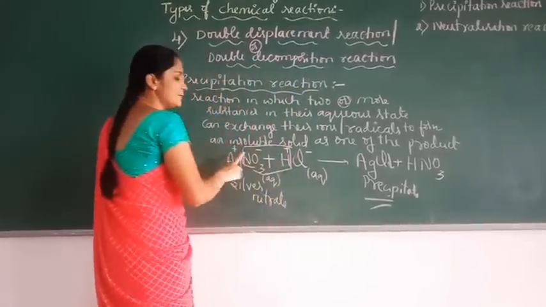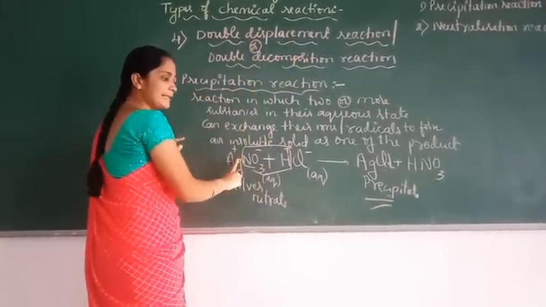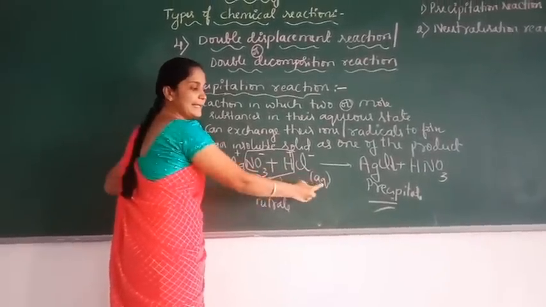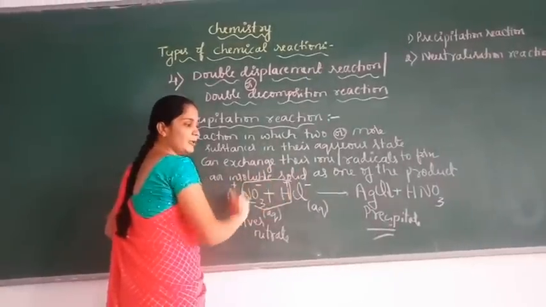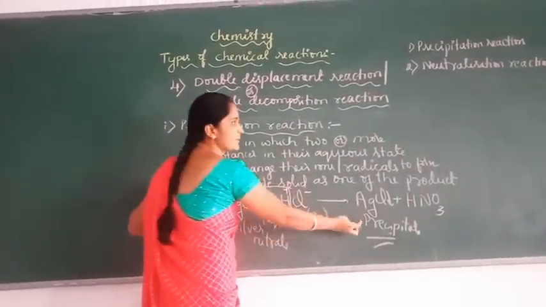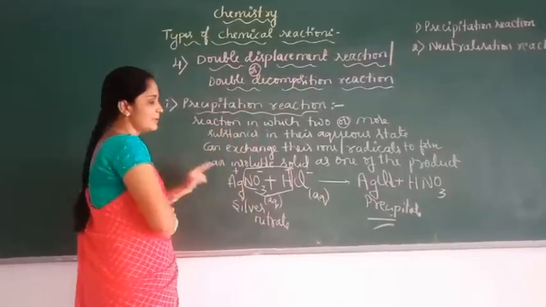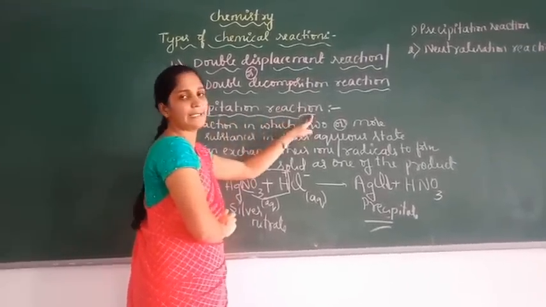So a double displacement reaction means a reaction in which two or more substances in their aqueous state exchange their ions to form products. So this reaction is an example of a precipitation reaction.